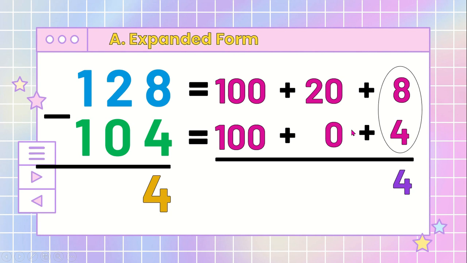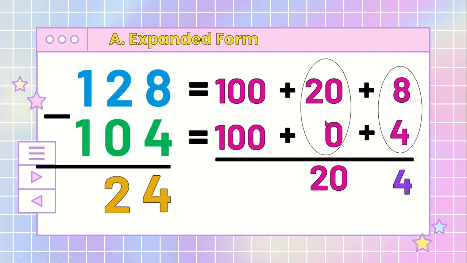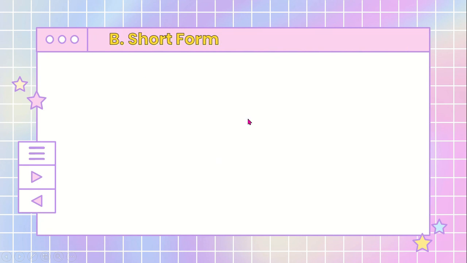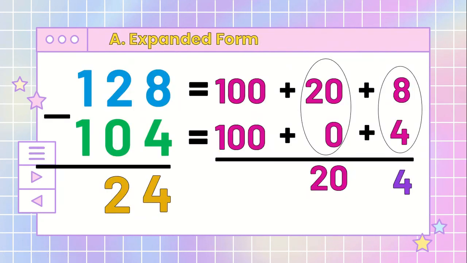The next one is the tens place, which is 20 minus 0. What is the answer? 20 minus 0 is the same as 20. We find it in the tens place, so we don't have to put the number 0 here because it is already in the tens place. We already know how to subtract 100 minus 100. It is equal to 0. So we don't need to put 0 in the hundreds place because the answer is 0. That is how we subtract in the expanded form.